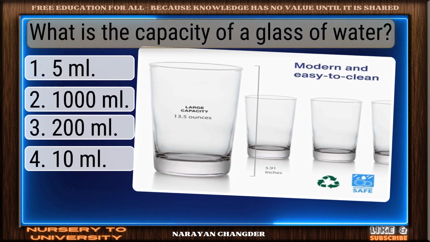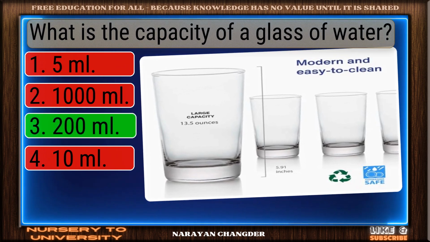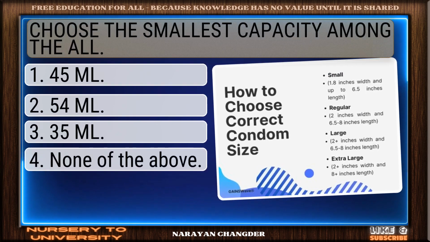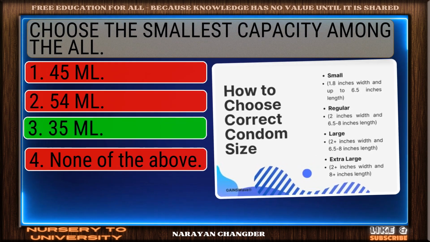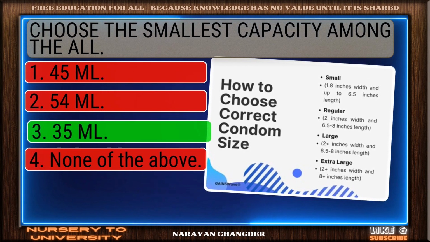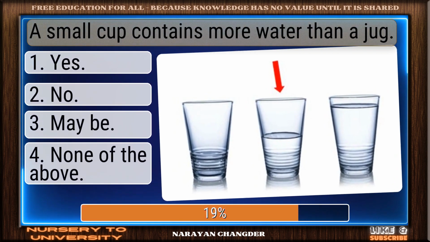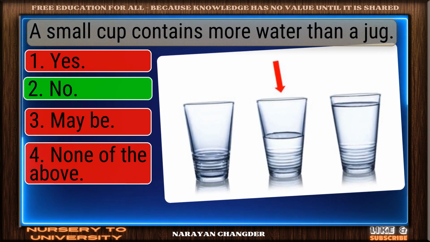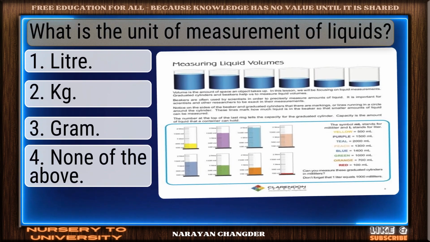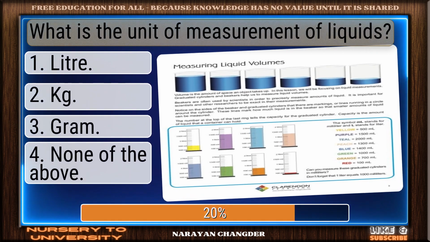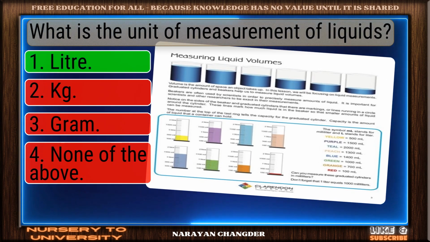What is the capacity of a glass of water? Good job. 200 ml works well here. Choose the smallest capacity among them all. You chose 35 ml, and it is correct. A small cup contains more water than a jug. You're right. No is the correct answer. What is the unit of measurement of liquids? Nice selection. Liter is the correct and valid answer.